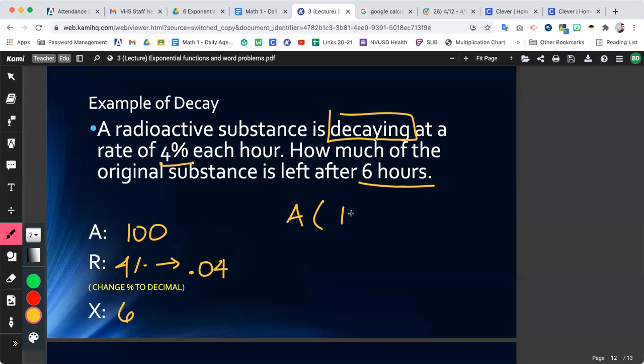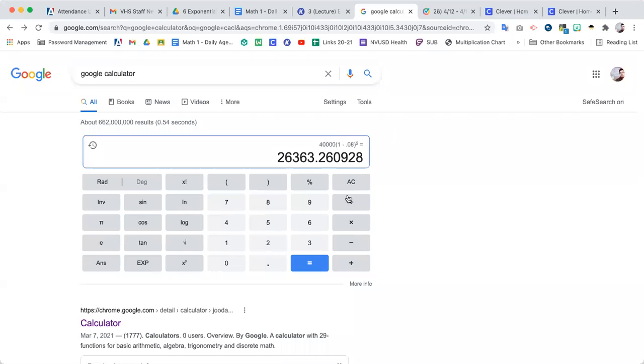Okay, so again, this is a decay problem. So A times (1 minus R) to the X power. Let's plug in our numbers. We have 100, 1 minus 0.04, and then X is 6. Okay, let's take that to our handy dandy calculator and see how much we have left. Remember, we're starting with 100%. Over time, it's decreasing by 4%, 0.04 each hour. We want to know how much is left after 6 hours. 78.2, and then what am I going to do with that?